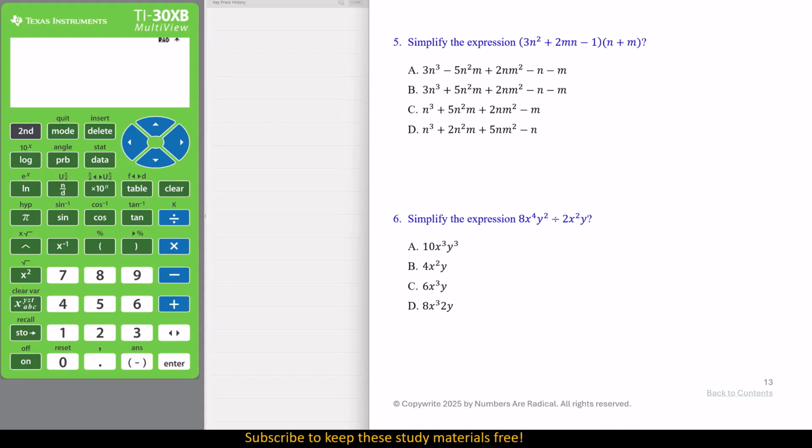Simplify the expression 3n squared plus 2mn minus 1, all times n plus m. Okay, we can go through and FOIL each one by multiplying each term. I'm thinking that's probably a good idea, and just write them all out. There are other methods you could use, but in this situation, it might get kind of confusing. So I'm going to do this a little backwards, okay?